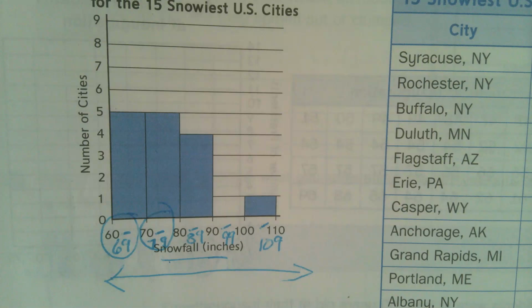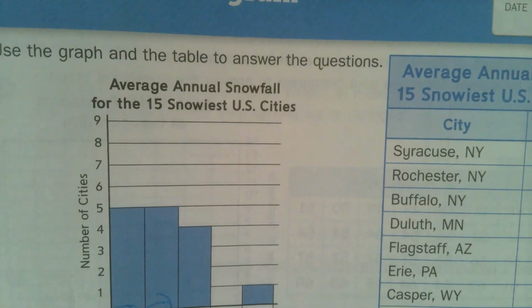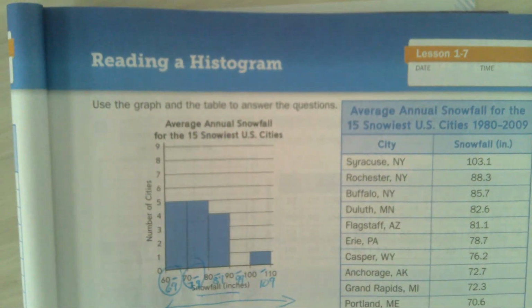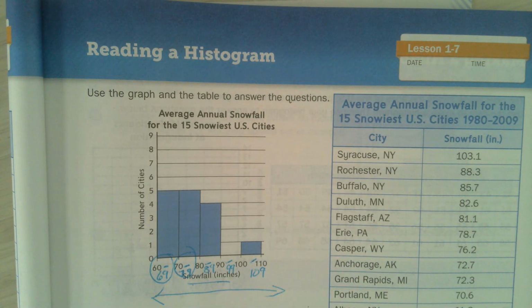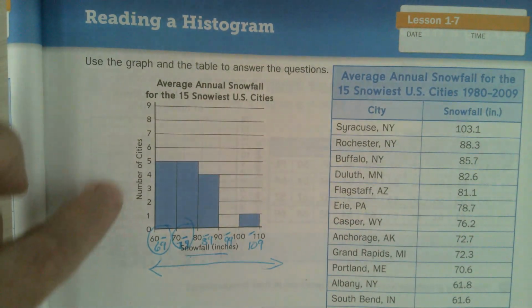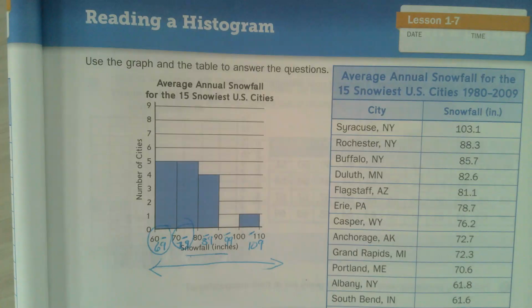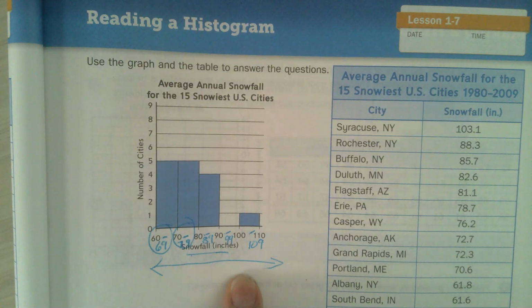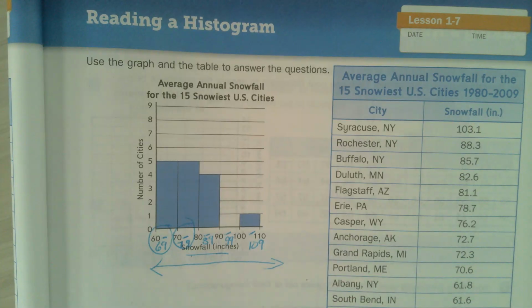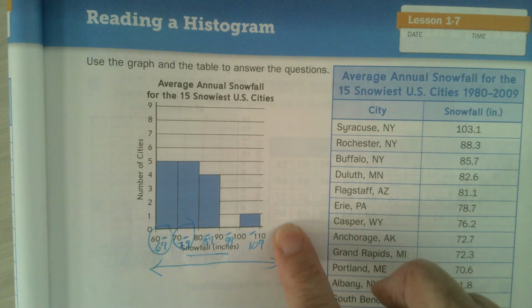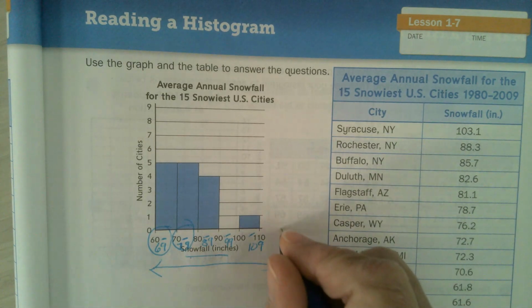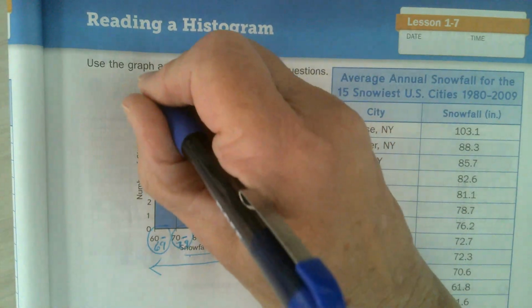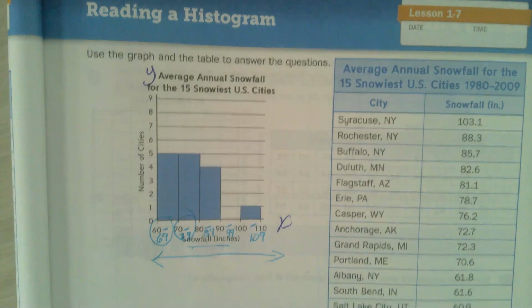Now, the title of the graph, average annual snowfall for the 15 snowiest cities in the United States. This is the number of cities. They're going by ones. And this is how many inches of snow they get. This is considered your horizontal or your x-axis. This is your vertical or your y-axis, okay?